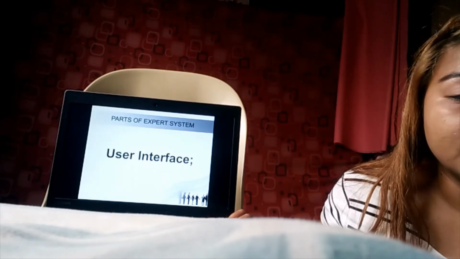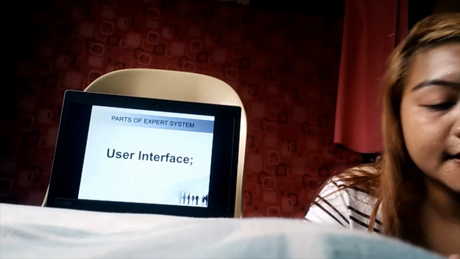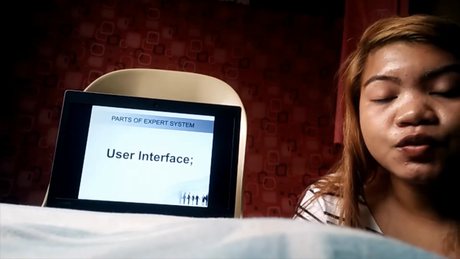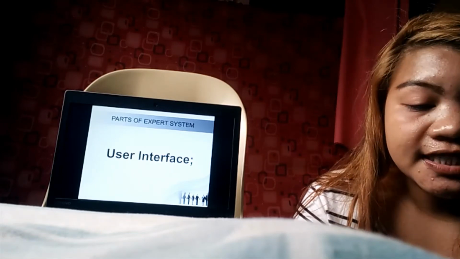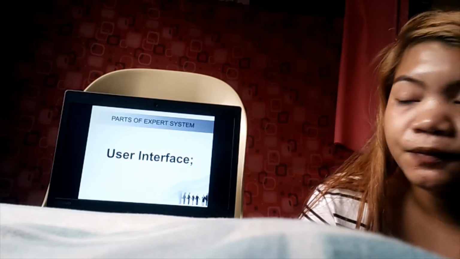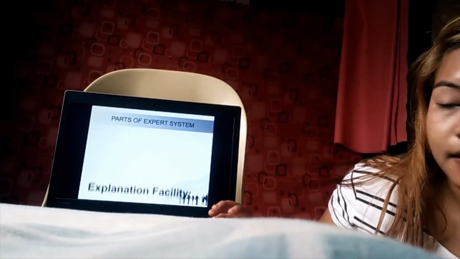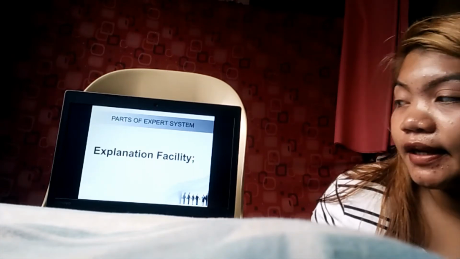The next one is the user interface. The user interface is the means by which the user and the computer system interact, in particular the use of input devices and software. Next is the explanation facility.